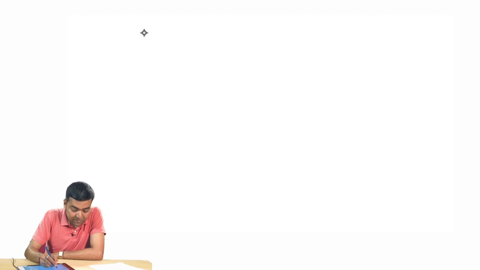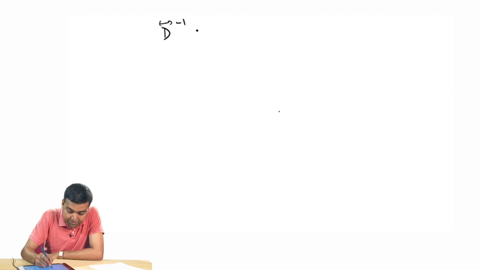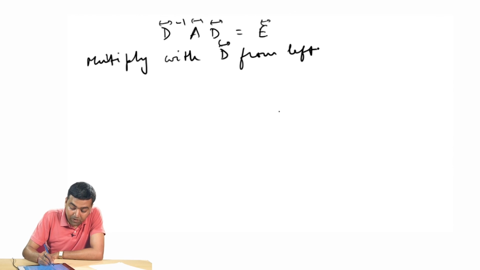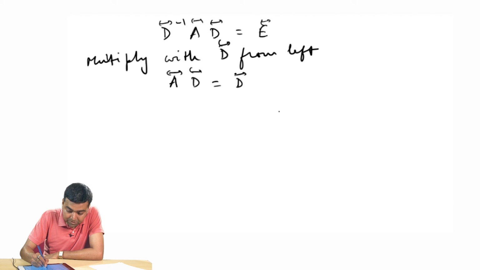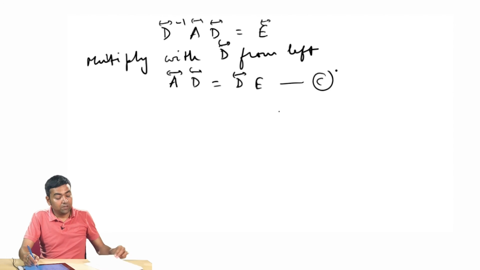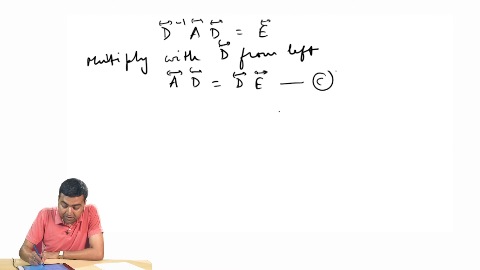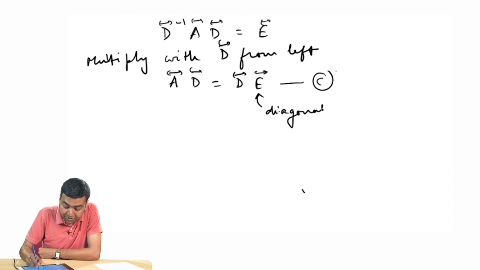So, I have D inverse A D gives me E. Now, if I multiply with D from the left, what I will be getting is A D equals D E. This I am calling my equation C. Now remember, E is a diagonal matrix, because this is my eigenvalue matrix.